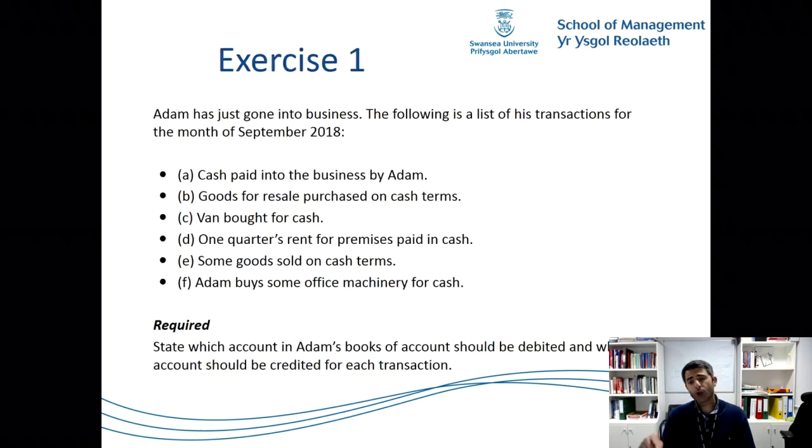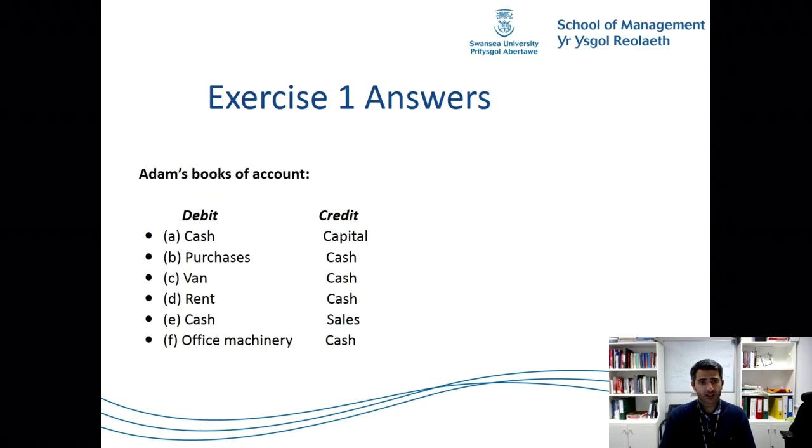How about E? Some goods sold on cash terms. Again, we sold goods. If we sold goods, this means, first of all, we have cash, money in, and money in should be recorded on the debit side, if you remember. And all sales, income, should be recorded on the credit side. So you will see cash on the debit side and sales on the credit side.